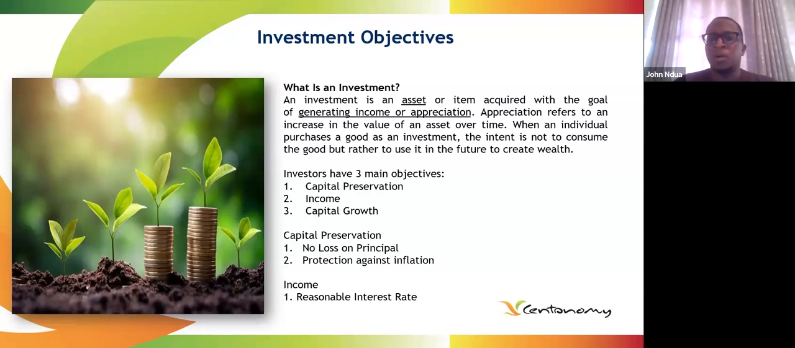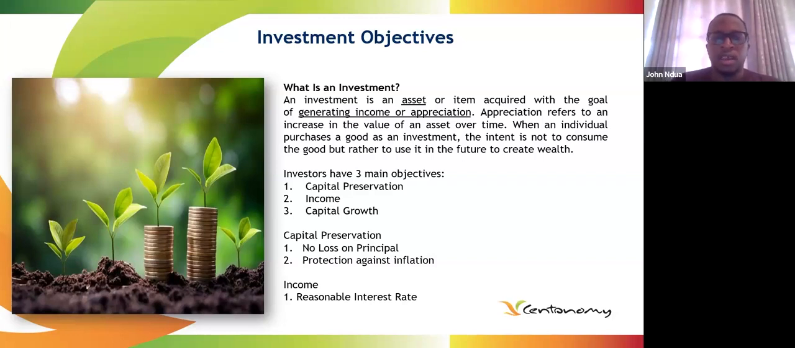Let's say, for example, you purchase a piece of land for 1 million shillings. Then over 1 year, 2 years, or 3 years, the value of that asset increases from the said 1 million to, let's say, 2 million. That increase in the value of the asset is known as appreciation.